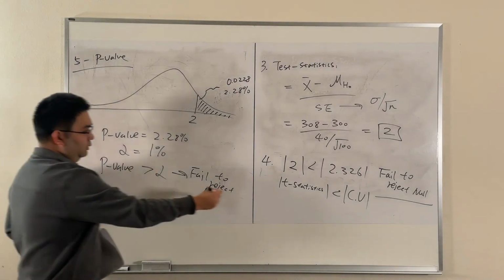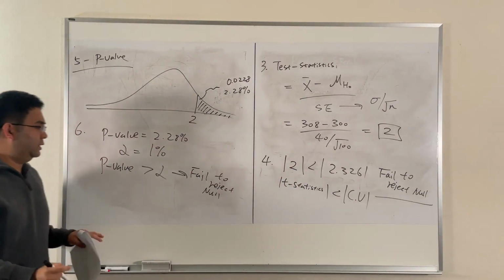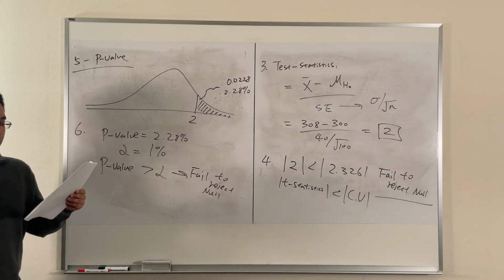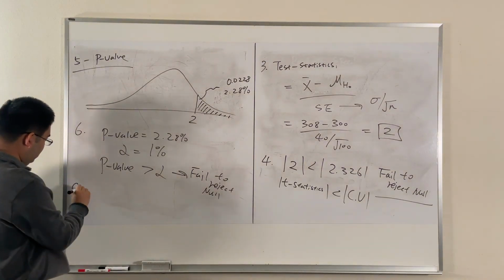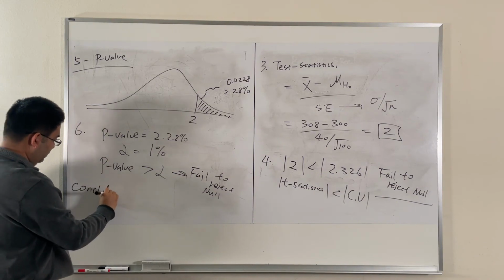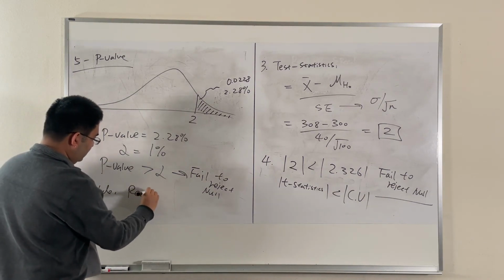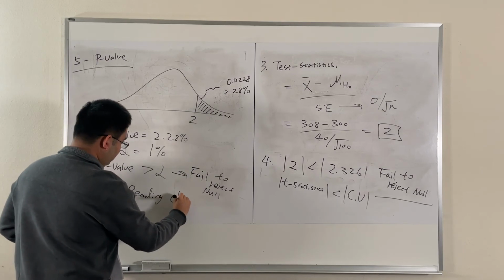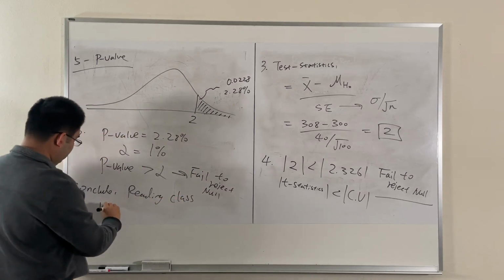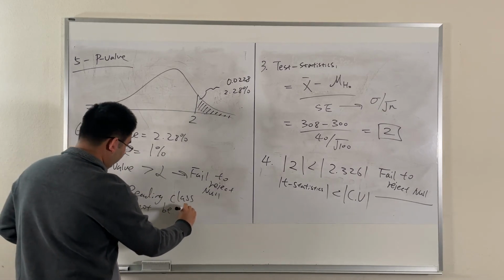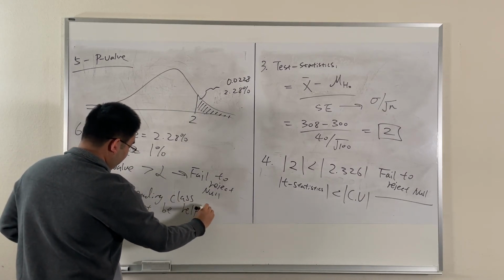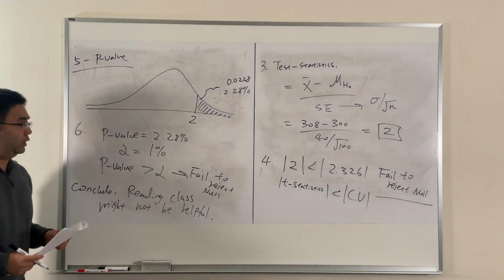So when we fail to reject our null hypothesis, then what's the conclusion? Conclusion from using the test statistics and our p-value, the conclusion is the reading class might not be helpful. So we're going to conclude Mike's reading class might not be helpful. Okay? Okay, and that's our conclusion here.